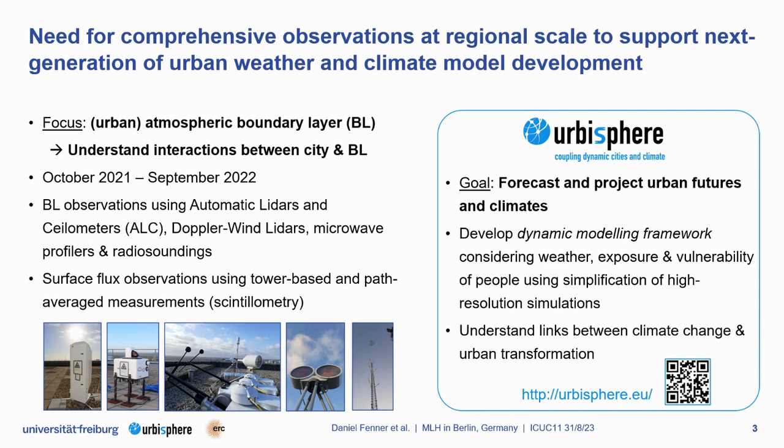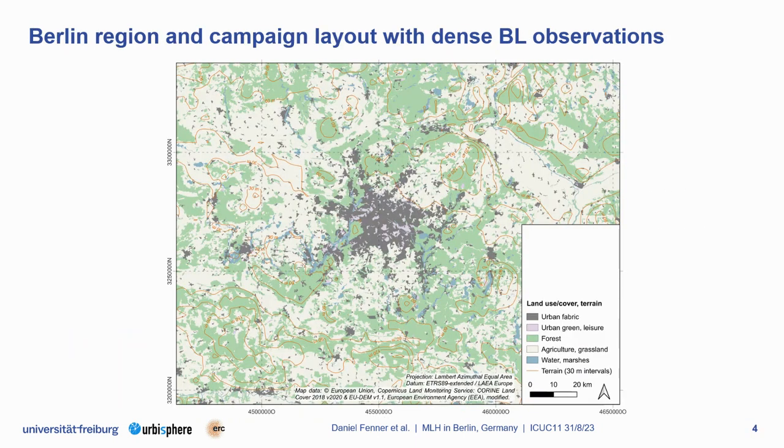And one of the special aspects of this campaign was not only looking up in the atmosphere, but concurrently looking at the surface and the fluxes at the surface, how those fluxes might differ between the surrounding and the atmosphere. So I first would like to go over how we have planned that experiment. You see here a map of the Berlin greater region.